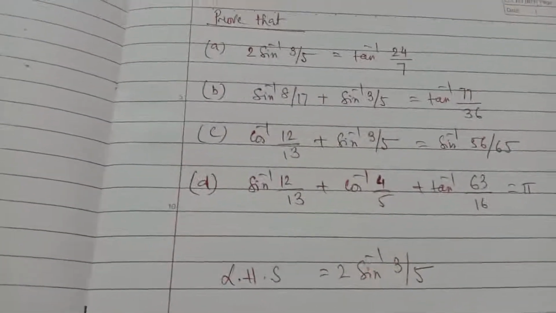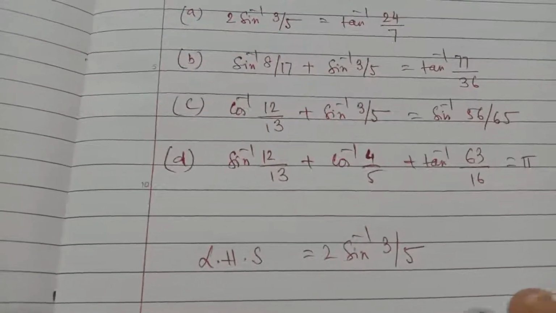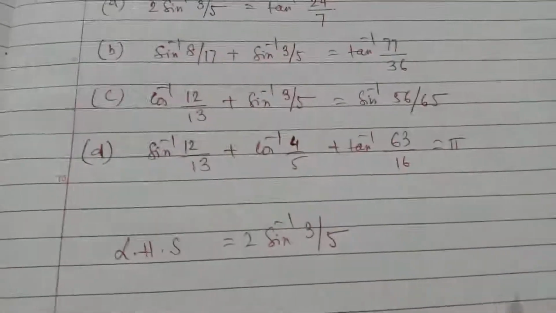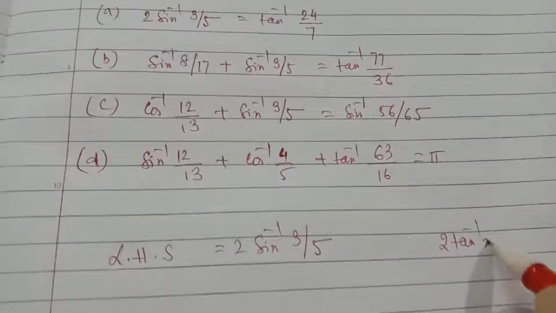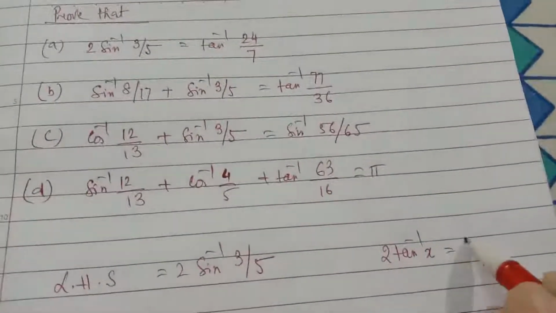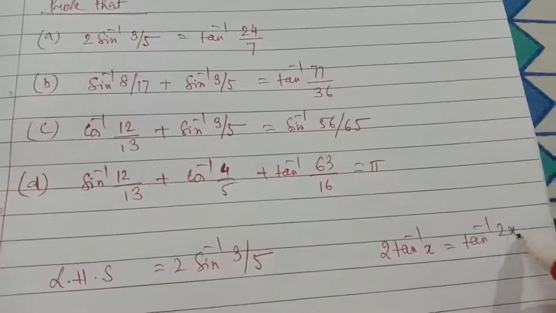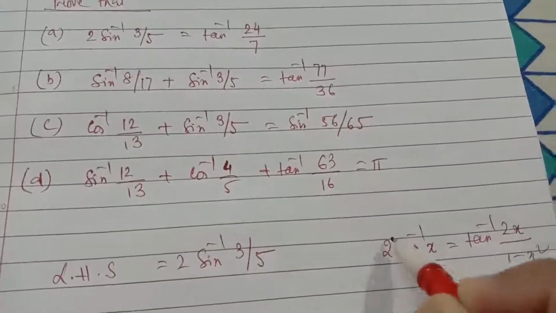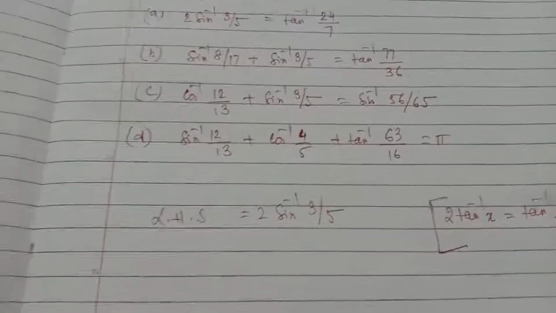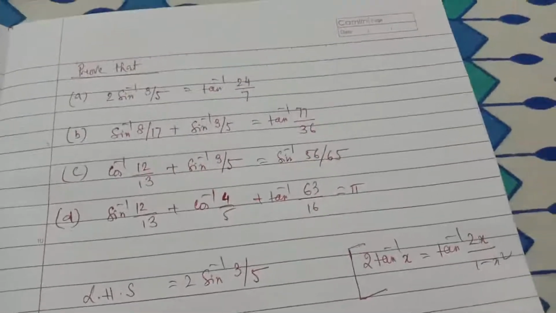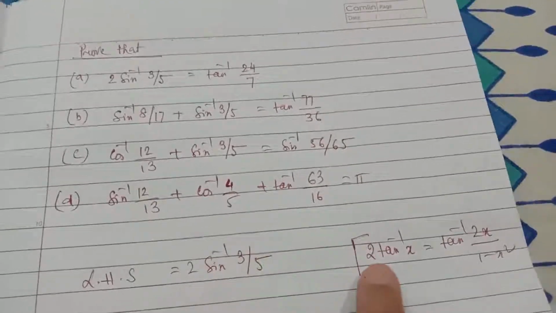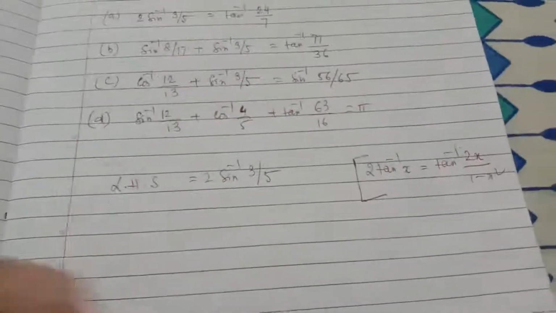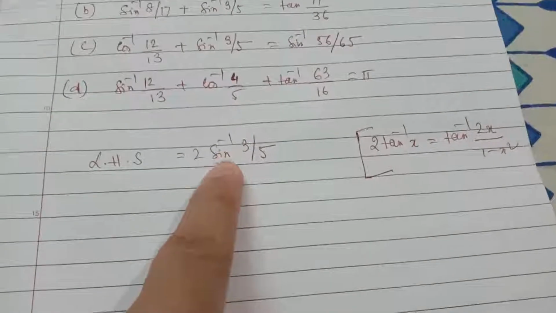Now, we don't know any formula of this form, 2 sine inverse of x. What we know is 2 tan inverse of x equal to tan inverse of 2x by 1 minus x square. We have no formula of the form 2 sine inverse of x, but we know this. So what we have to do, we have to change sine inverse to tan inverse. Now how to change?